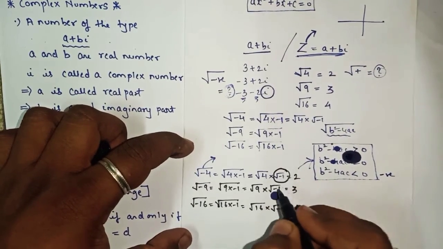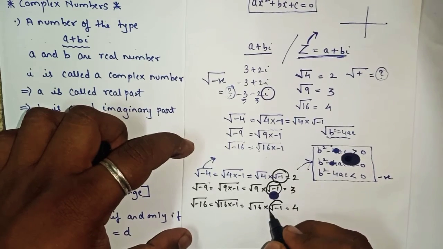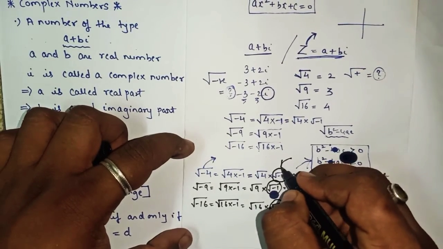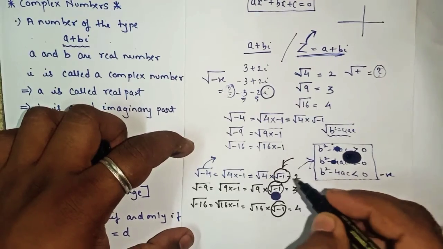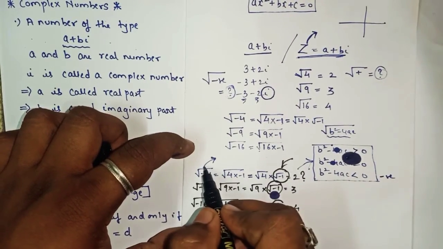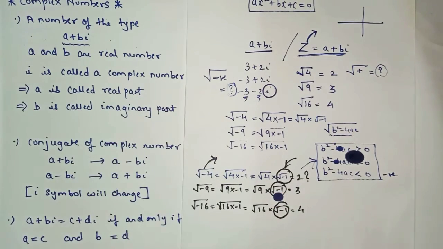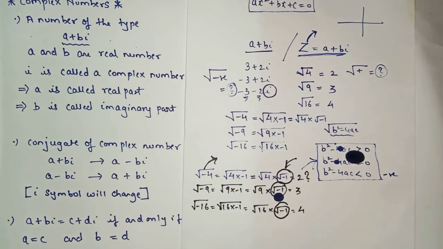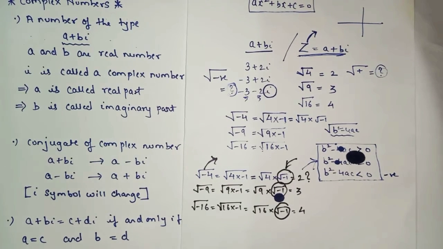But what about this root minus 1? In all the cases we are getting root minus 1 as common, and because of this we cannot find the further answer. That means whenever a negative number is inside the root, we cannot find our answer, because the square of a real number cannot be negative. But in this chapter we know that we can solve it.